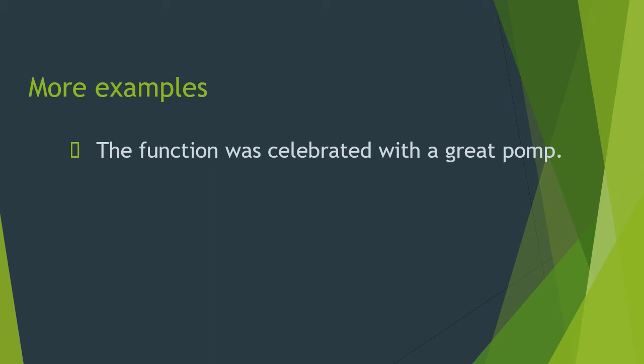The function was celebrated with a great pomp. Here, the subject is the function, verb was celebrated, and there is no object here, because the function could be celebrated by me or by my family or by someone or by anyone. Don't get confused with a great pomp as an object here.